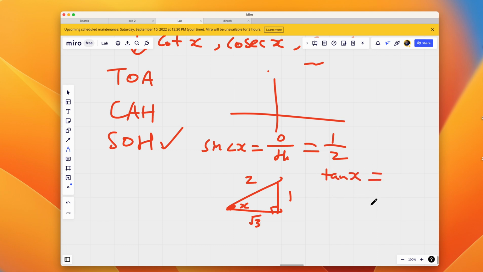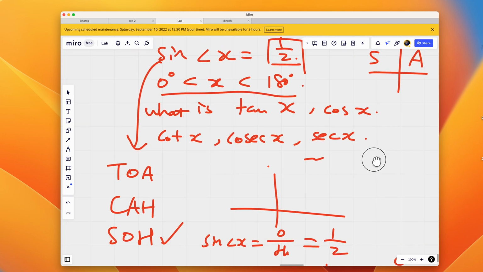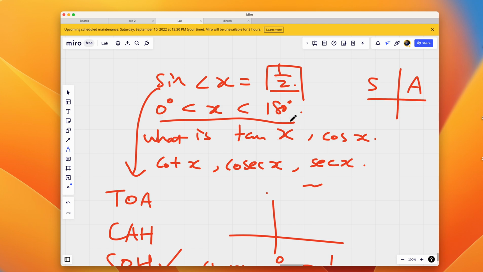So tangent x is what? O over A, right? So what's your O? 1 over your square root 3. But before doing rationalization, you need to ask yourself, your x is in what region? Over here, they give you that x is in 0 to 180.